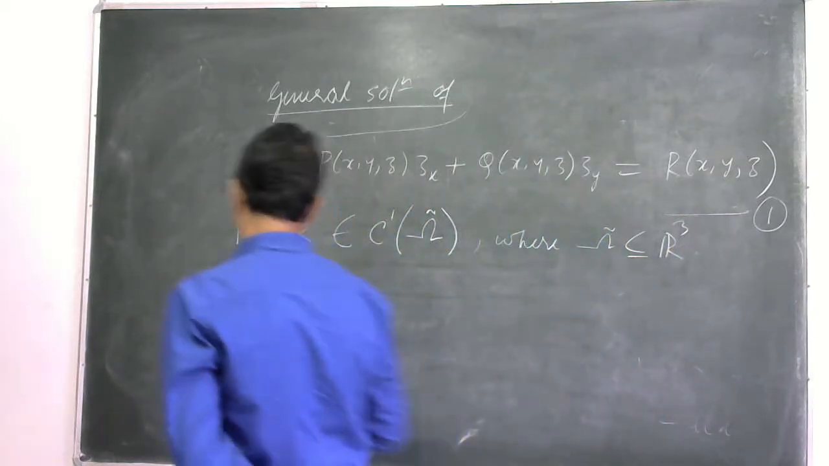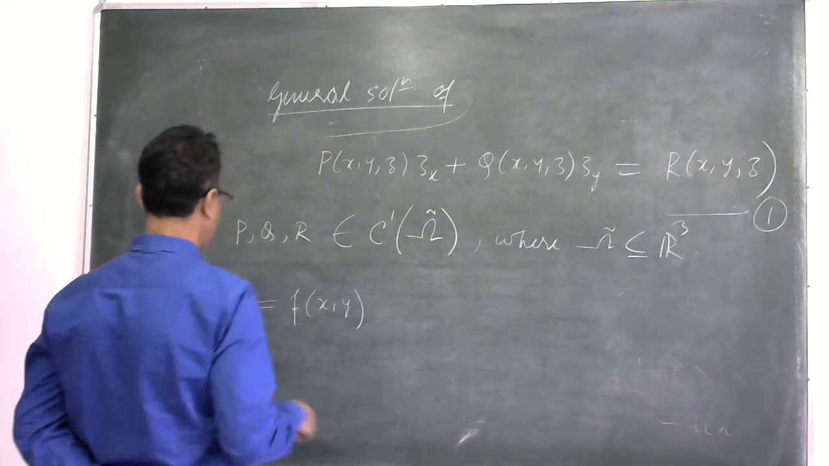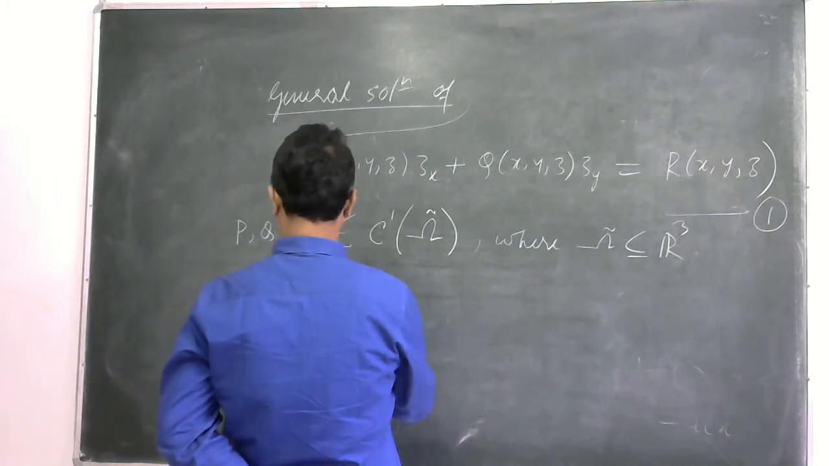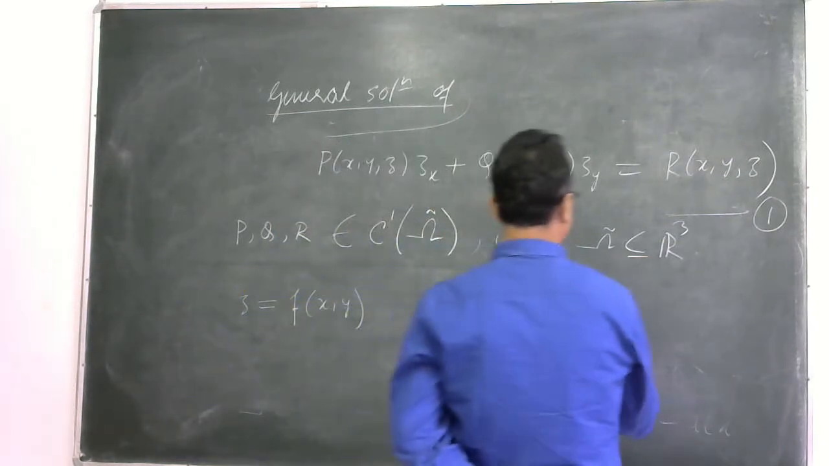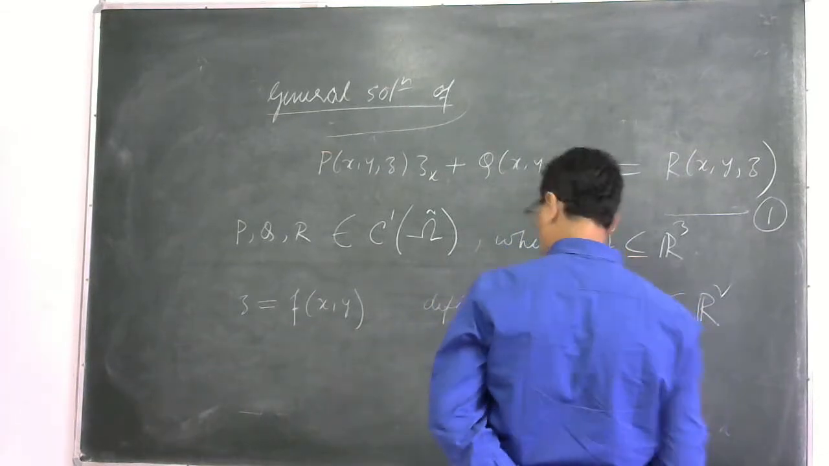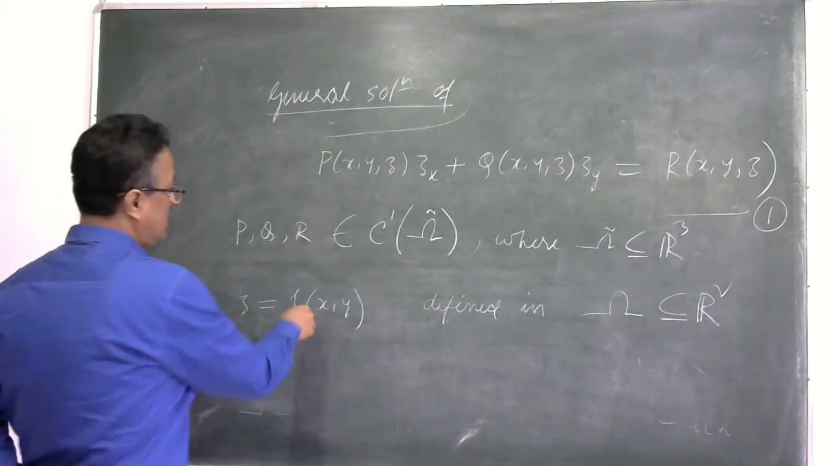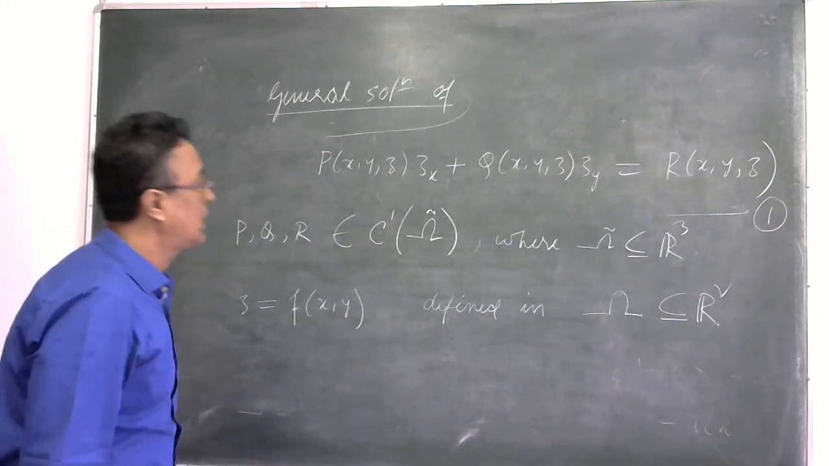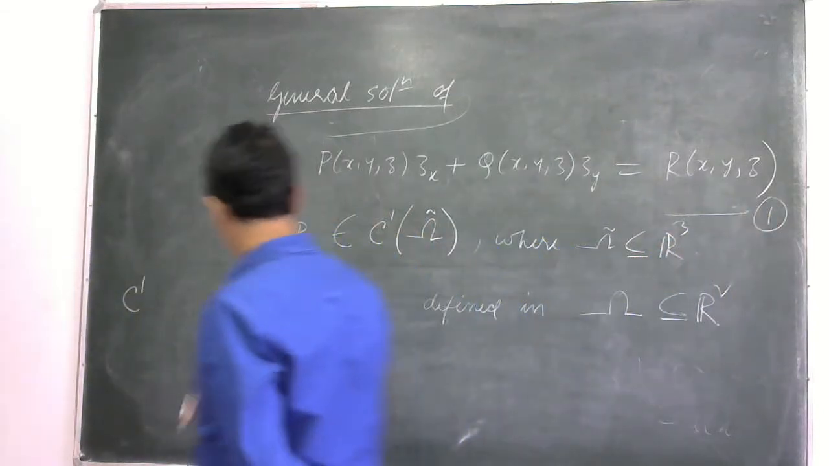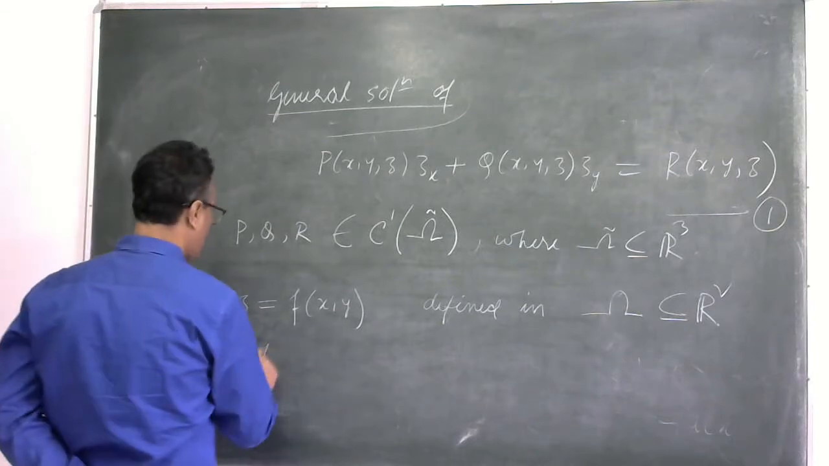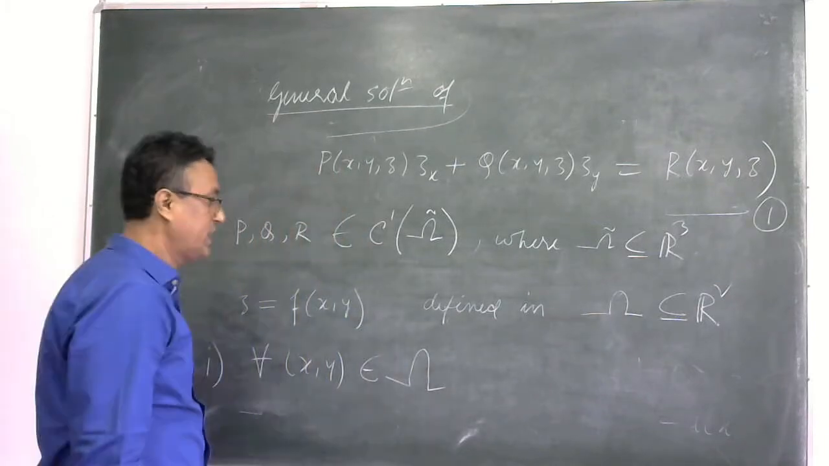Okay. And as before, a function again defined in some omega in R2, and of course a class C1 function, defined in this way, we are going to call it a solution of 1 if, as before, it satisfies this condition: for all x, y belonging to omega, what happens?